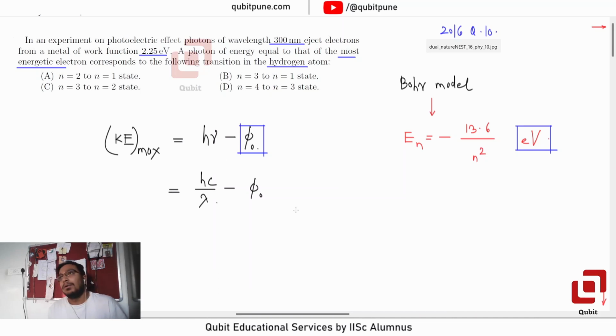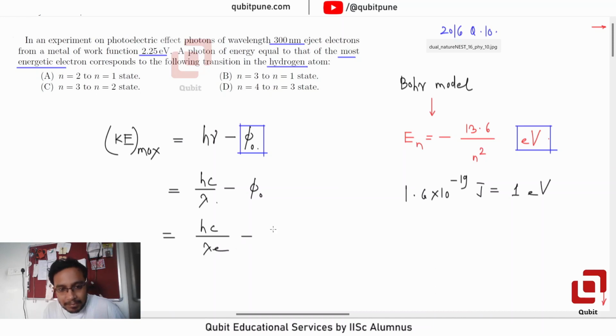H nu. How to convert it to electron volts? Any suggestions how to convert it? We know 1.6 into 10 raised to negative 19 joules is equal to 1 electron volt. So basically if I want to convert anything in joules to electron volts, I must divide by the charge on the electron. Correct? Let's do it now.